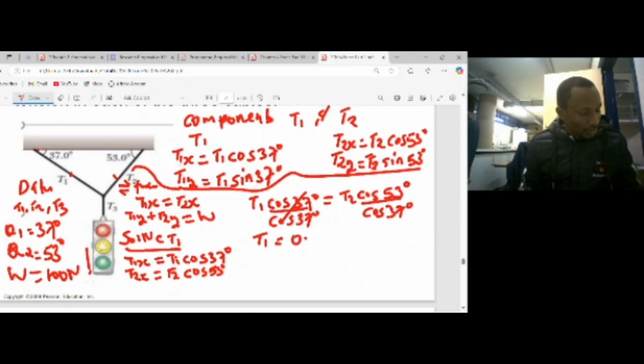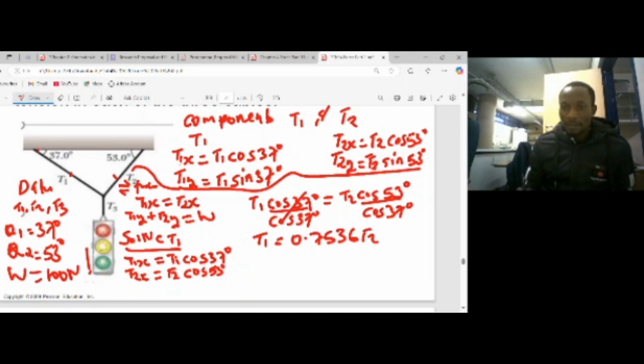Let me check with the calculator. So we have cos 53 divided by cos 37, and that gives us a number of 0.7536, so 0.7536 T2.